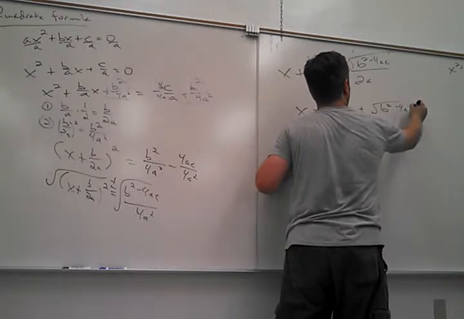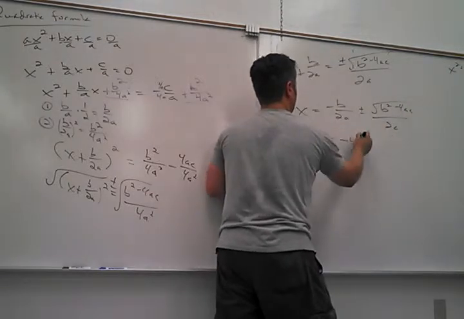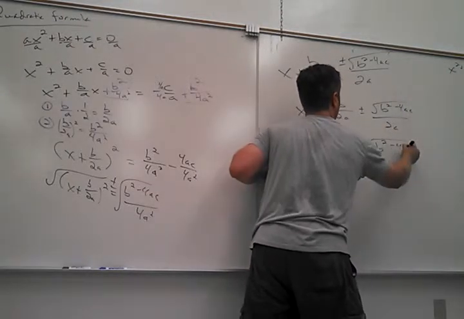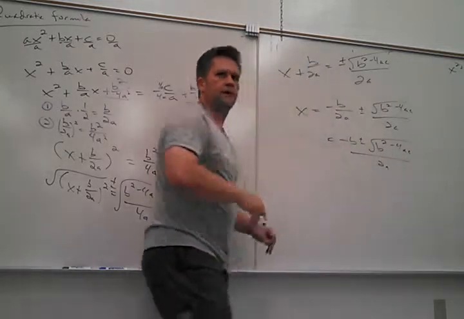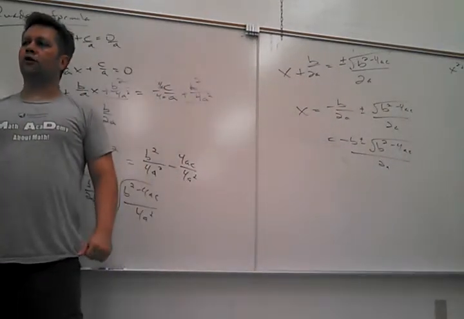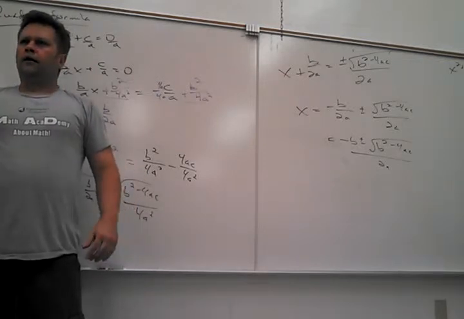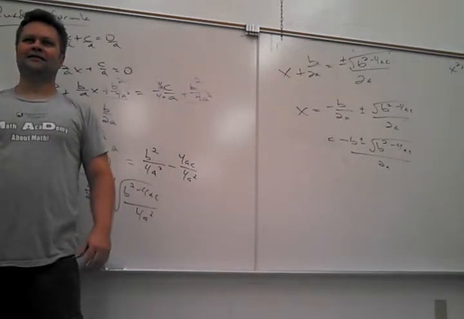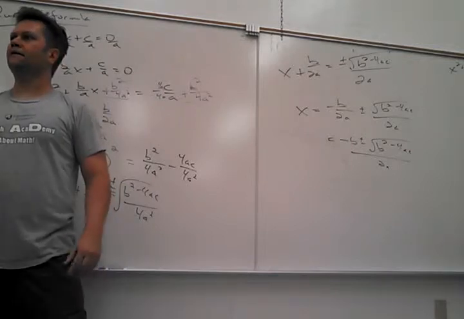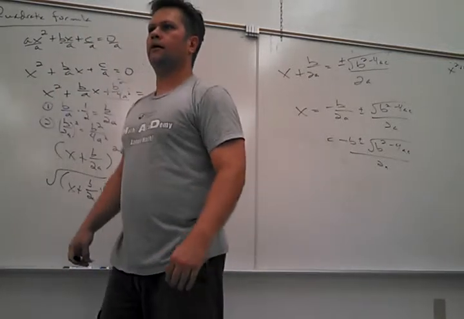And does this sound familiar? Negative b plus or minus square root of b squared minus 4ac over 2a. Yeah. Of course, if you don't already know it, you have to know it. Yes? You had to do all that to get to the quadratic formula.